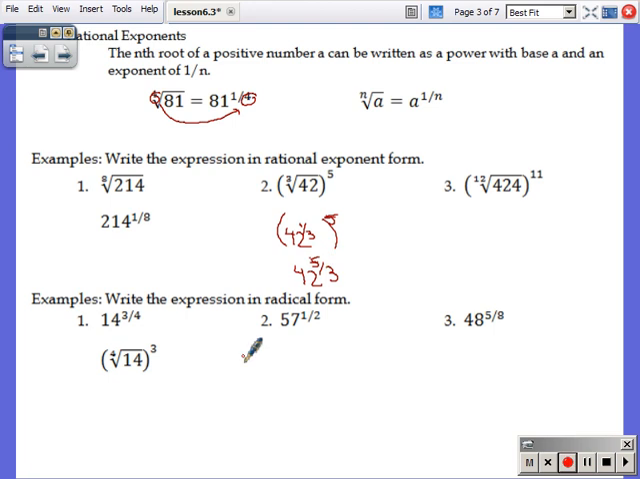So that exponent does become the numerator of the fraction. The root is the denominator. You do not need to take this middle step. Now that you see where it actually comes from, you can go straight to that final answer then.